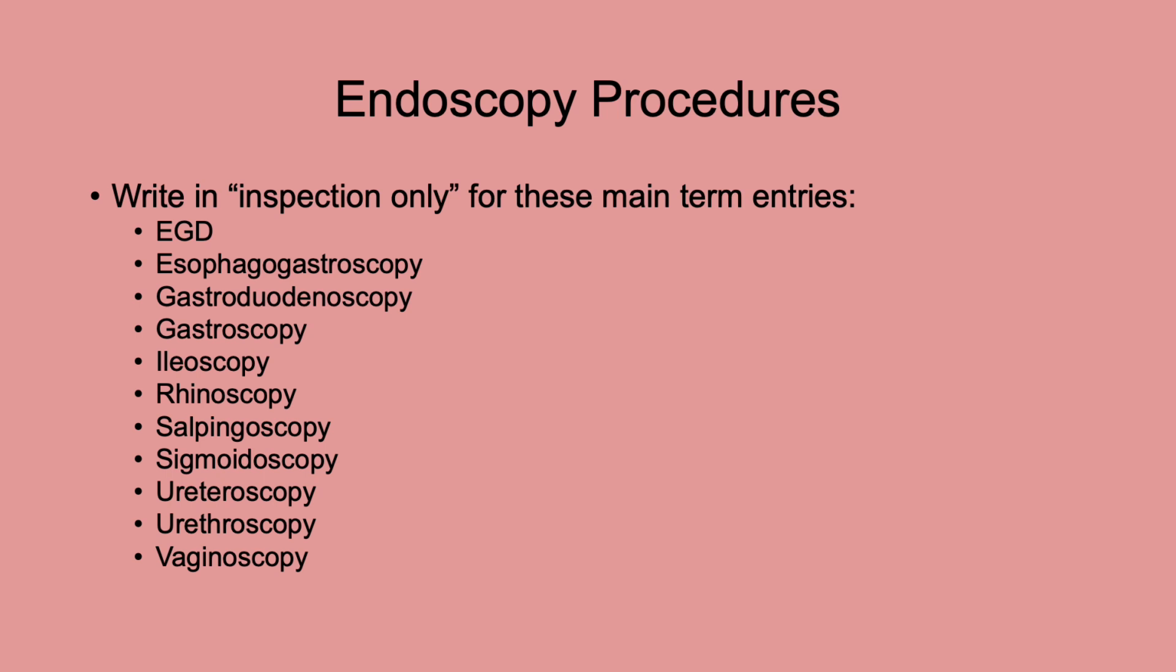But you're not. The code that they give you, either 6 digits or 7 digits, is for an inspection using these, not the whole code. So if you have an EGD with a biopsy, the code written in the index under EGD is incorrect.